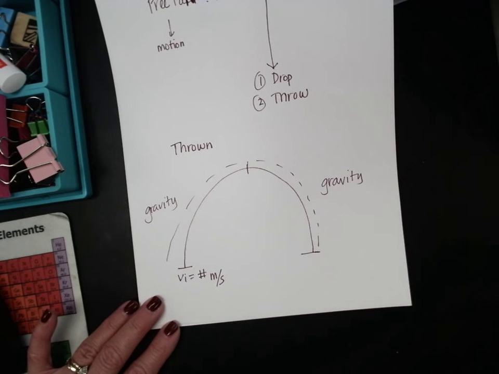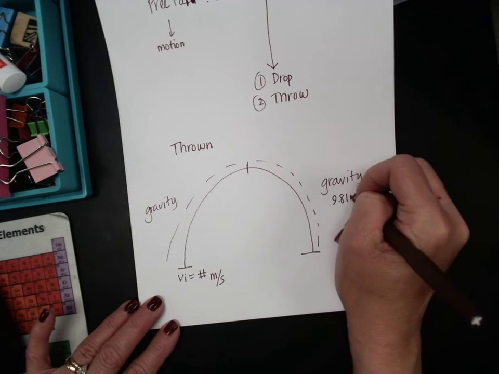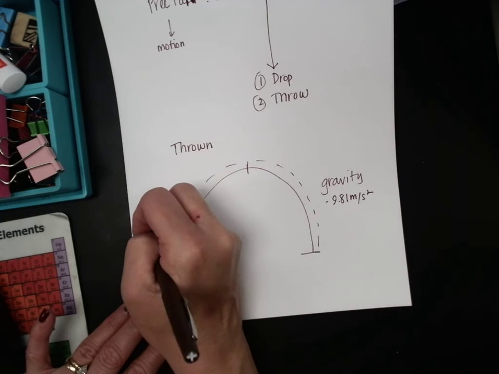On the way up, gravity is working against it. On the way down, gravity is working with it to get it back to the ground. So in both cases, gravity is the same.